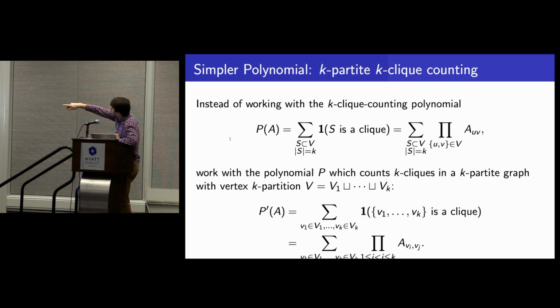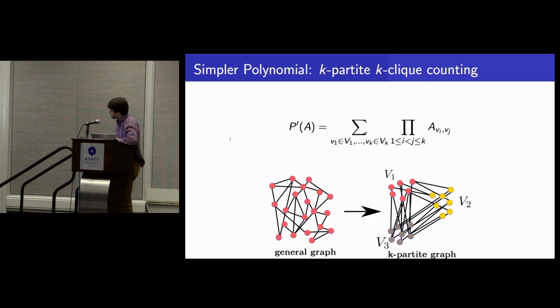So instead of working with the k-clique counting polynomial, which counts all k-cliques in the graph, we only count the k-cliques that agree with some vertex partition V. If you look at polynomial P prime, it's only over the sum of k-cliques such that there's one vertex from each vertex set V_i in this k-clique, where V_1 through V_k is a vertex k-partition. So instead of considering general graphs, we're going to consider k-partite graphs. For example, here you see a tripartite graph where there are no edges within each vertex set V_1, V_2, V_3. There are only edges between them.